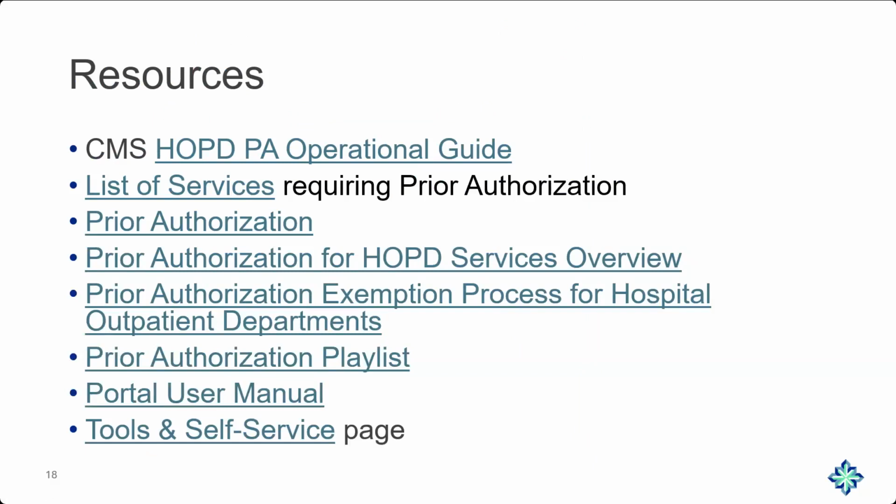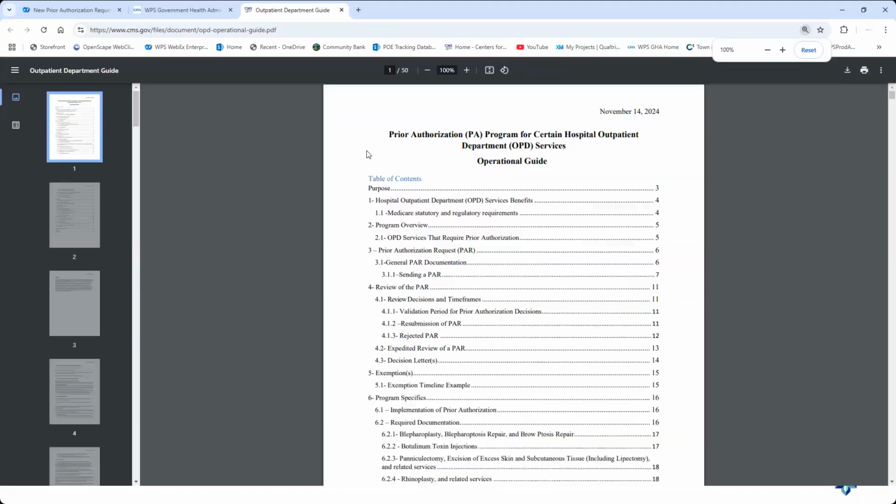So as promised, here are some resources that are related to the prior authorization process if you want to read more about it. The first one is the CMS operational guide, and this is specifically related to the hospital outpatient department prior authorization. So you can see that here. We're going to jump out there real quick just so you can see what it looks like. It'll take just a second to open up for us. I always cross my fingers when I do this to make sure it goes to the right thing. So here's that operational guide.